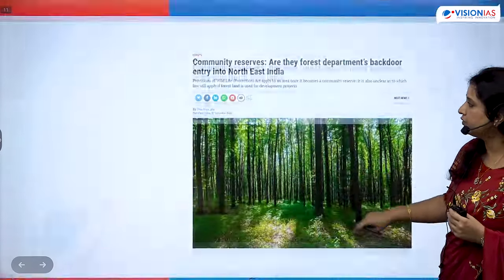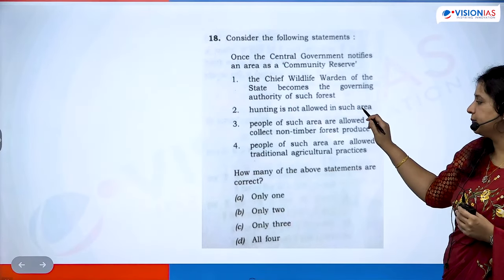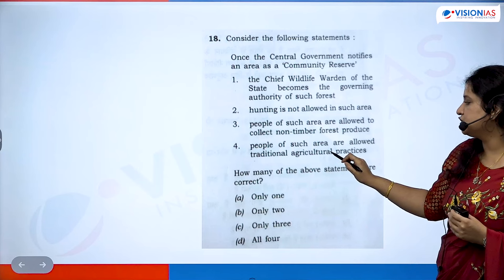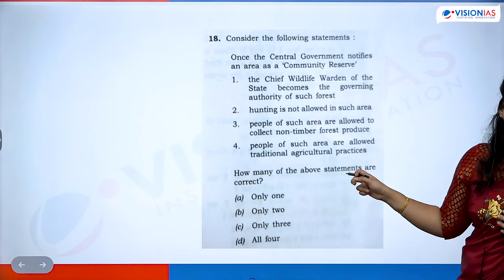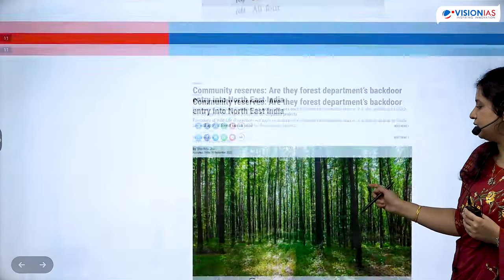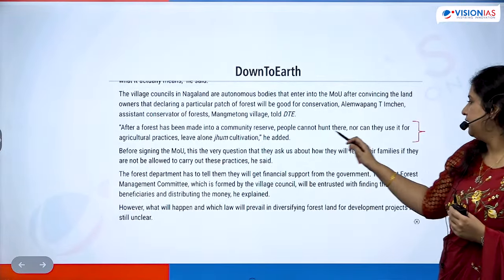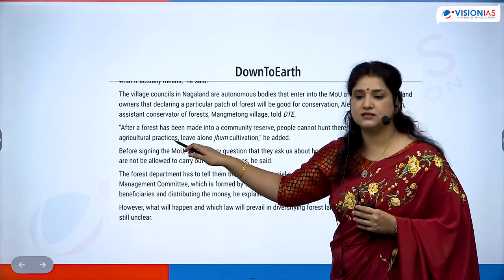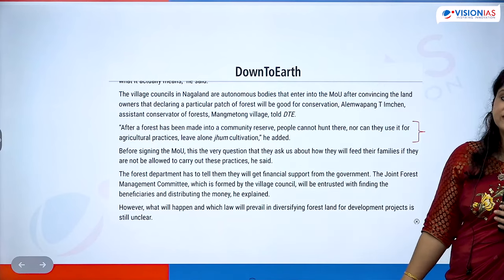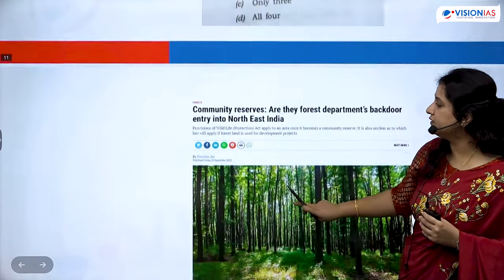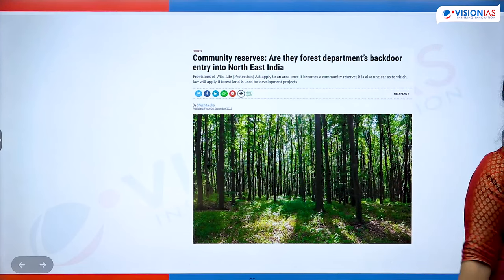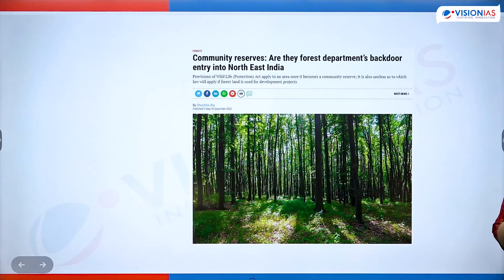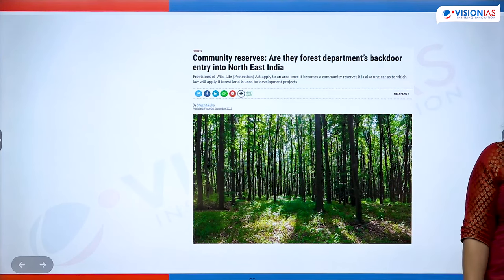And come back to the question. Hunting is allowed? No. People of such area are allowed to practice? But we just read that it is not allowed. Leave alone jhum cultivation, that is what is written there. Nor can they use it for agricultural practices. Even if it is traditional, this is what the article is saying. Community reserves, are they forest department's backdoor entry into Northeast India? That means they are gaining control of the forests. They may not be declaring it as a wildlife sanctuary or as a national park, yet they are gaining control. Provisions are written in the Act.